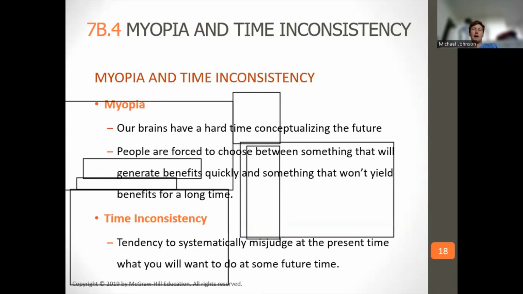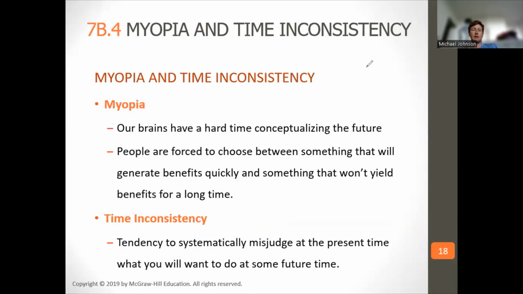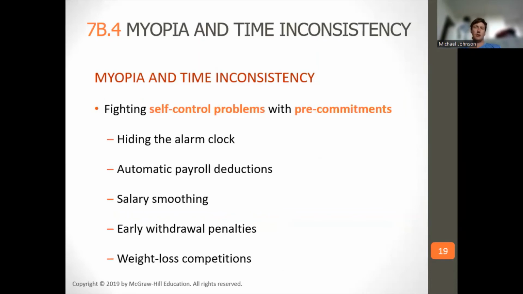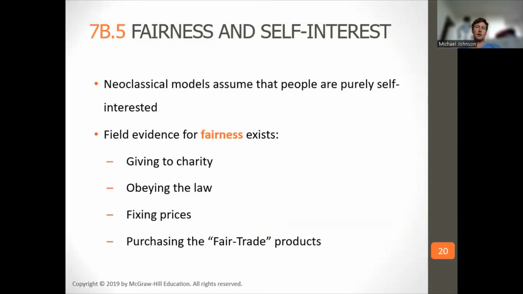And then myopia. Our brains have a hard time conceptualizing the future. People are forced to choose between something that will generate benefits quickly and something that won't yield benefits for a long time. Timing consistency: the tendency to systematically misjudge at the present time what you will want to do at some future time. And then self-control problems with pre-commitments: hide the alarm clock, automatic payroll deductions, salary smoothing, early withdrawal penalties, and weight loss competitions.